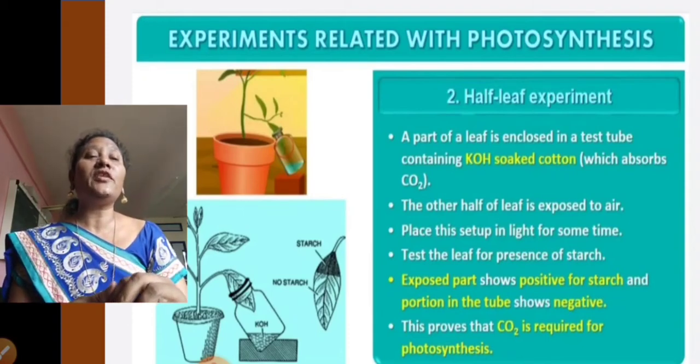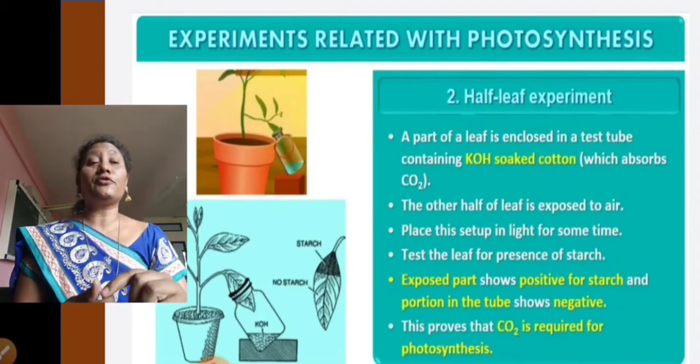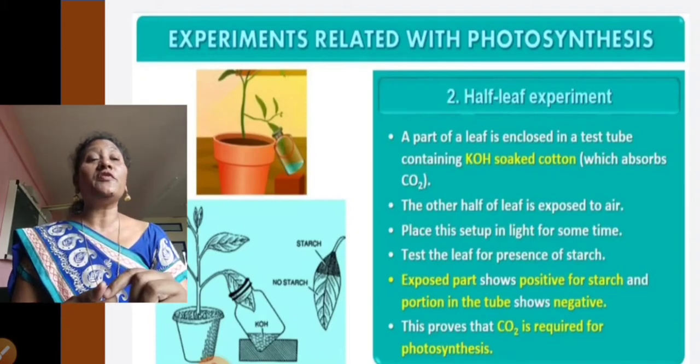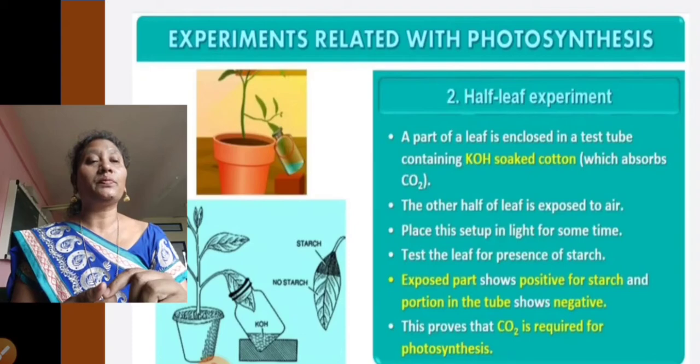Next one is the half-leaf experiment. That is, carbon dioxide is needed. How is carbon dioxide needed for the process of photosynthesis? A part of a leaf is enclosed in a test tube containing KOH solution. The KOH is soaked into cotton balls and kept in the bottle. You can see it there in the picture.